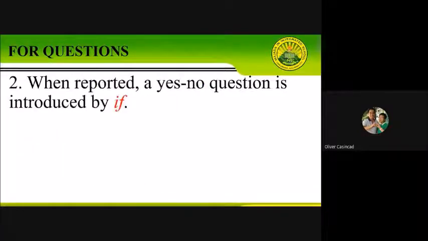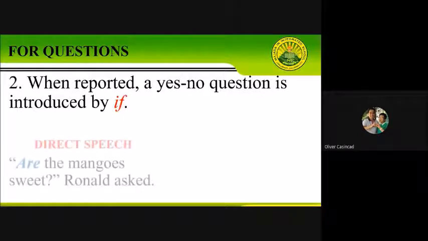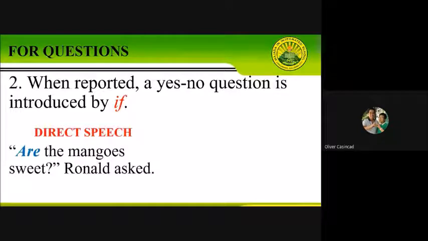So when reported, a yes or no question is introduced by if. So what is a yes or no question? It is answerable by just yes or no. Now, for example, are the mangoes sweet? Ronald asked. So you have there the yes or no question. Are the mangoes sweet? Yes or no? So that is a yes or no question.